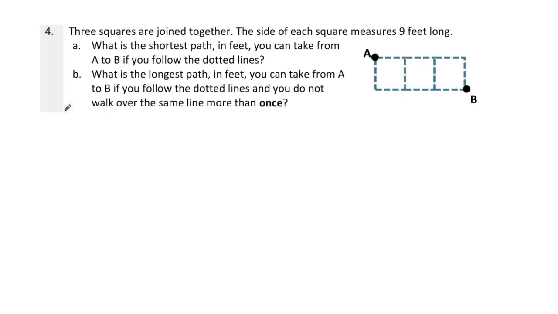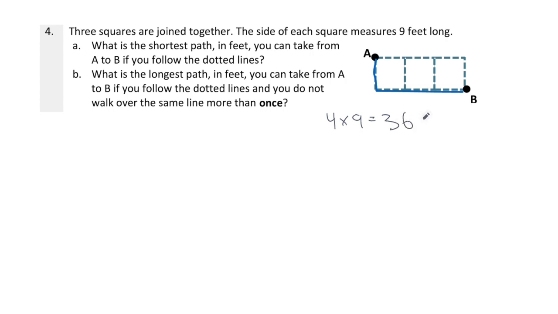For part A of this problem, we have to figure out the shortest path between point A and point B. The shortest path would look something like this. As you can see, this path covers 4 sides, so we can do 4 times 9 to get the length, which is 36. So the answer to part A is 36 feet.